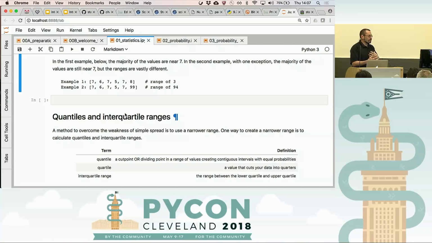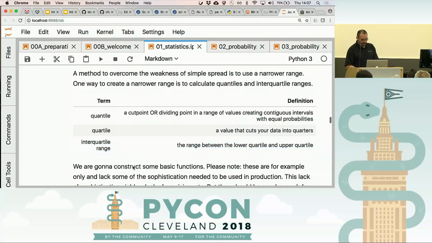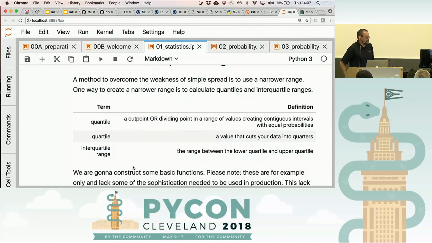That's where things called quantiles and interquartile ranges come into play. Let me zoom in on this just a smidge. All right. So you're going to hear some of these words. These are the words that really bothered me. I never knew what they meant for a long time.